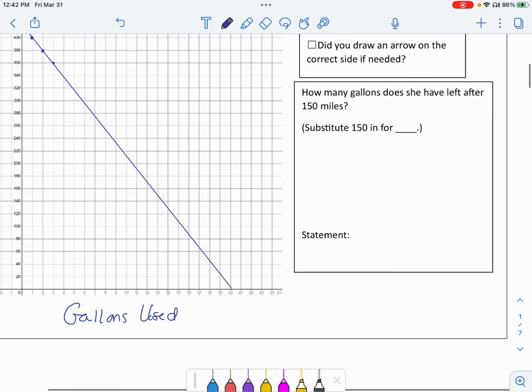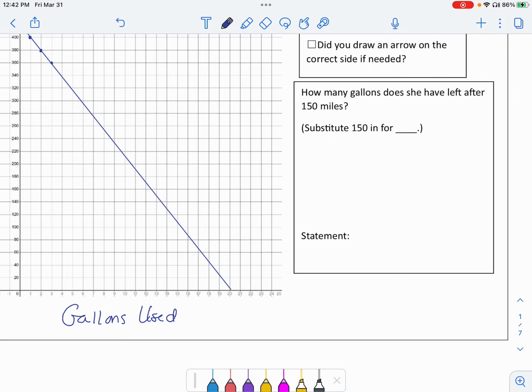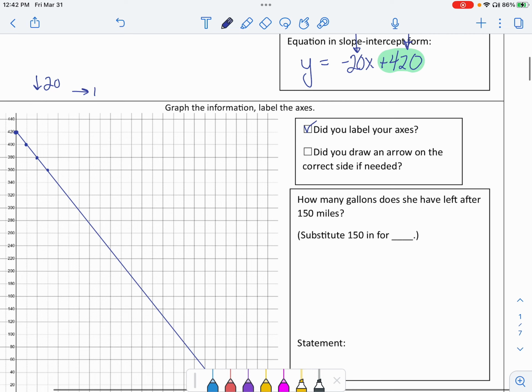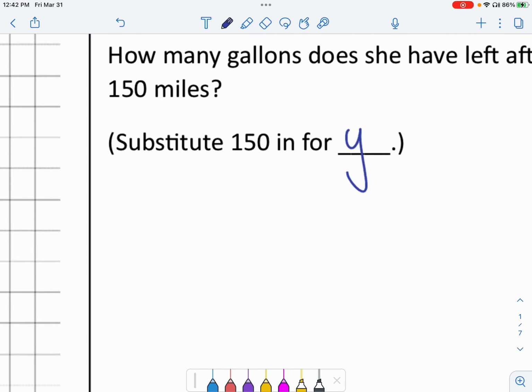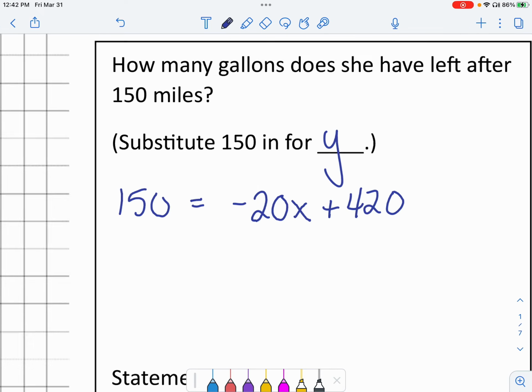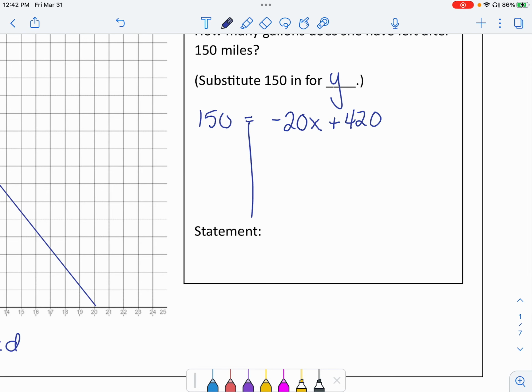All right. Now it says how many gallons does she have left after 150 miles? Remember, miles was my y. So I'm going to do 150 equals negative 20 times x plus 420. So I'm going to put my fence on. I'm going to do minus 420 to get x by itself. What's that going to make? Let's see.